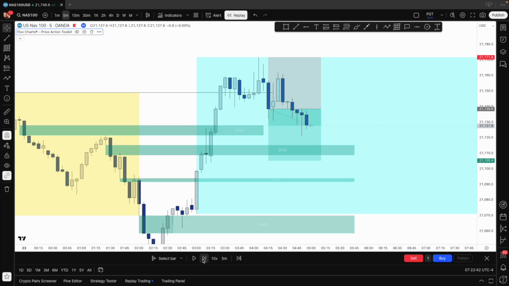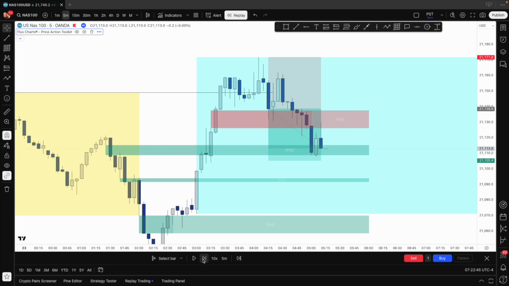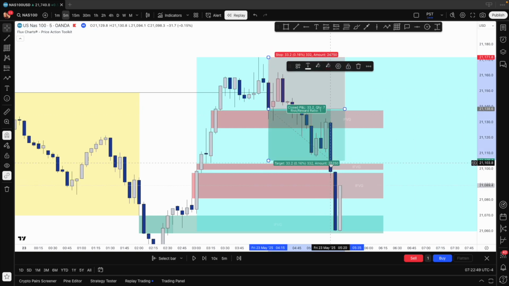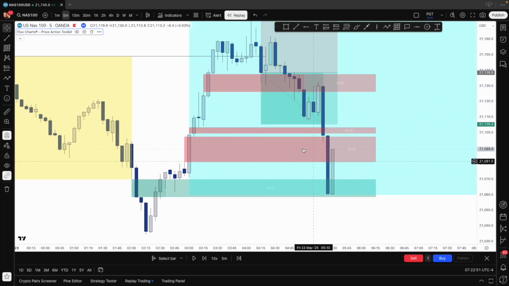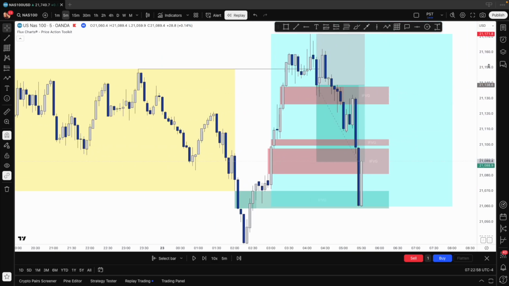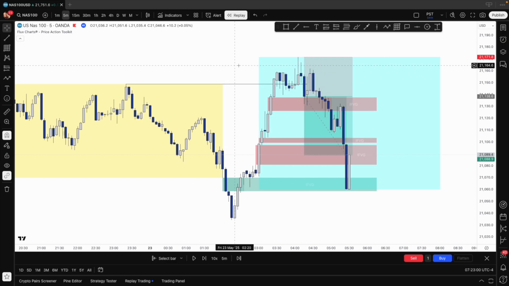So let's see if we get a break even trade. There we go, break even right over there, and immediately after that we smashed our 1.5 risk to reward trade. Let's look at one more example.